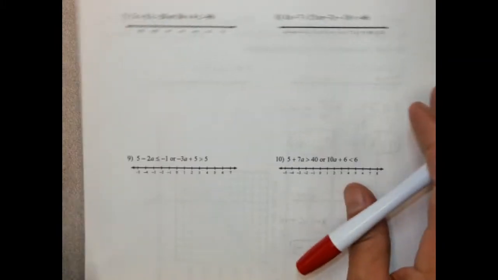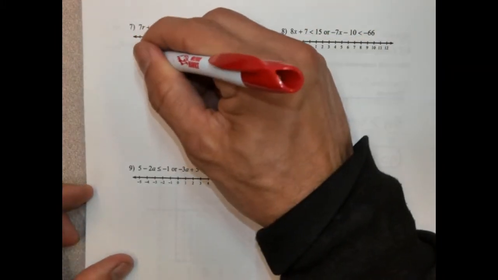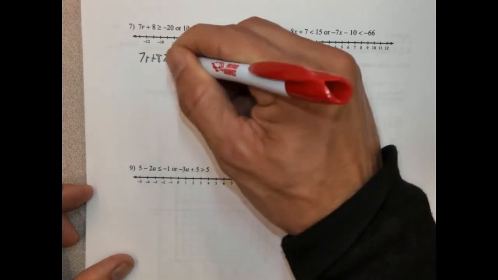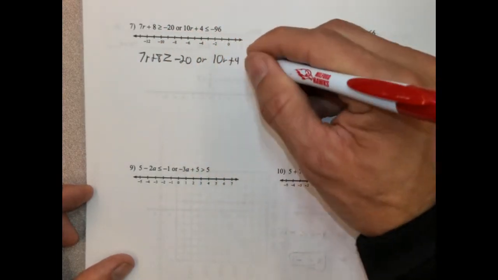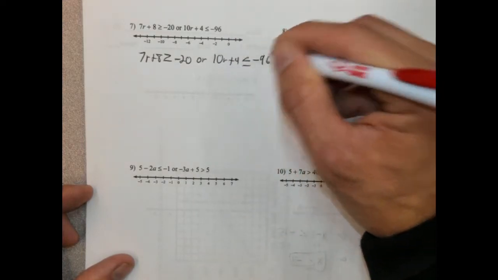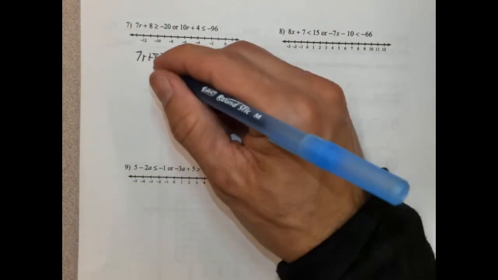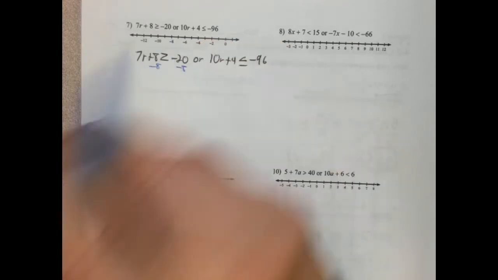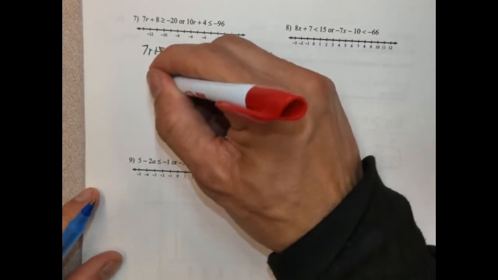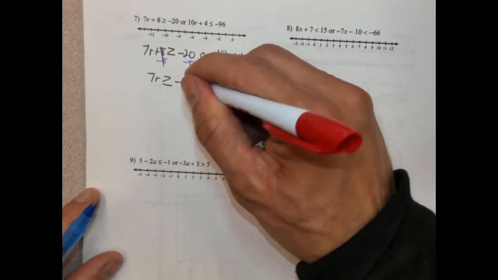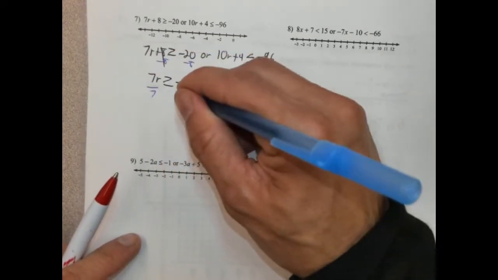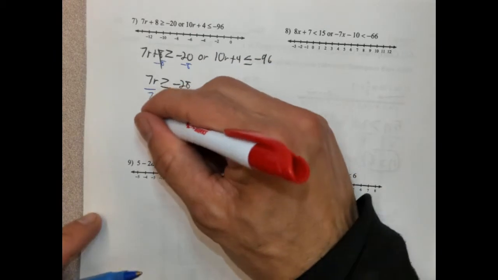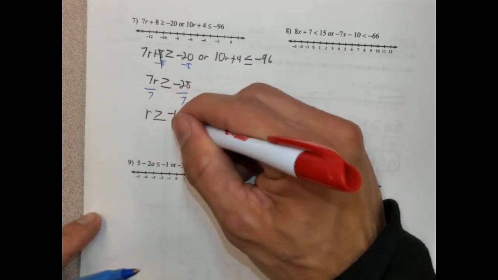Number 7. Let's rewrite these. So these are multi-step. So 7r plus 8 is greater than or equal to negative 20, or 10r plus 4 is less than or equal to negative 96. So let's get rid of our constant first. We're going to subtract 8 from both sides. We're going to have 7r is greater than or equal to negative 28. We're now going to divide by 7 because that is our coefficient. And we're going to be left with r is greater than or equal to negative 4.